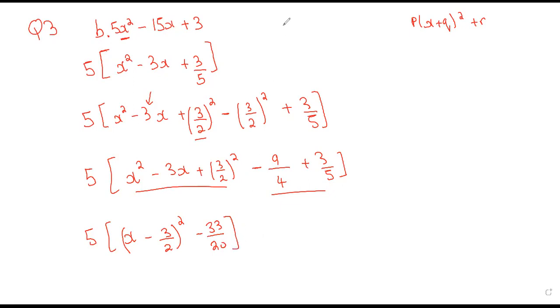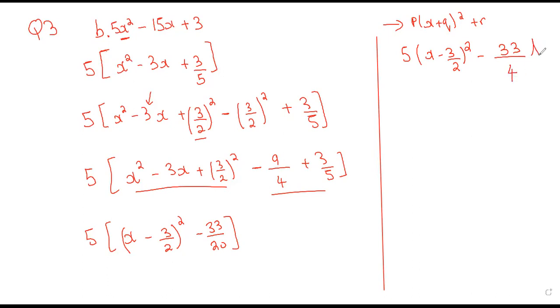And we are still not done because we need to show this form. So the last step would be just multiplying 5 with both the things we have inside the brackets. So it would be 5 into x minus 3 by 2 squared minus 33 over 4. This is going to be the answer.